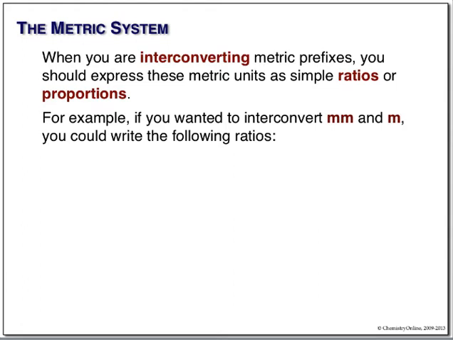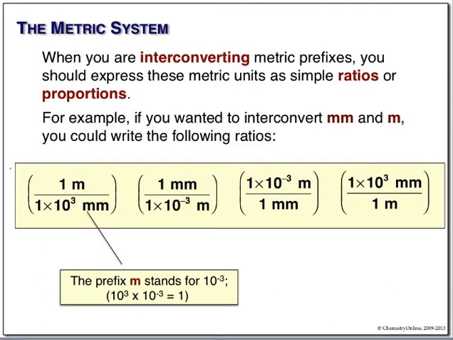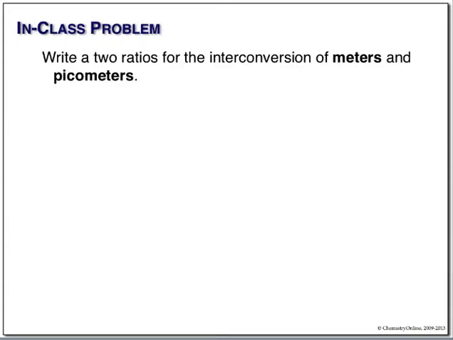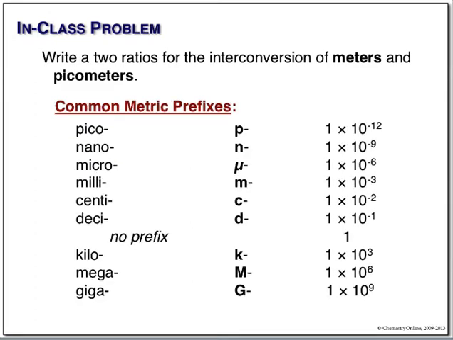We're going to use a series of ratios based on these prefixes. For example, converting millimeter and meter, we could write 4 ratios. We could say 1 meter is the same as 10 to the third millimeters. 1 millimeter is the same as 10 to the minus 3 meters. These ratios are equal to 1, so we can easily invert them, and we wind up with a total of 4 possible representations.